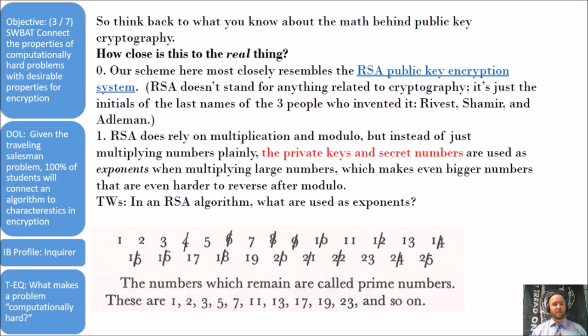Your think-write-share here is, in an RSA algorithm, what numbers are used as exponents? And as a quick refresher here, I put down some prime numbers. And if you remember from the last video, I said I like to root for athletes who have prime numbers for their jersey numbers, like Paul George with 13 or Chris Paul with number 3.